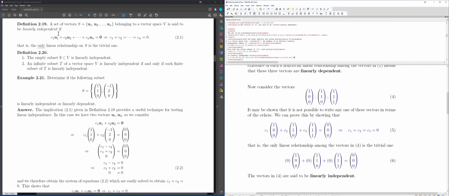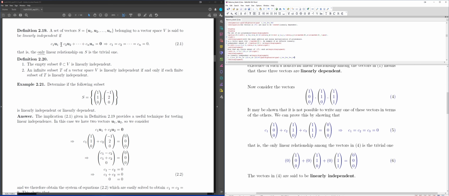When you solve your vector equation, if it turns out that the only solution is that the scalars C1, C2 to Cn have to be 0, then what that means is that the only relationship among the vectors over here is the trivial relationship. So for example, if I have these vectors here, these vectors are linearly independent.